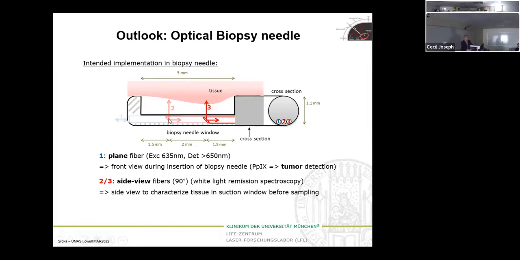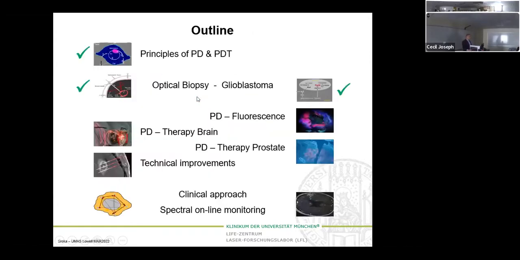Then we have some side viewing fibers, 2 of them, and through one fiber we send white light, and due to the remission spectrum, we can discover whether there are some blood vessels inside. And if there are no blood vessels inside this tissue, then we can suck this tissue into this chamber, and then we can cut it out and make histology. So there is a potential benefit that we do not get some vessels in this area.